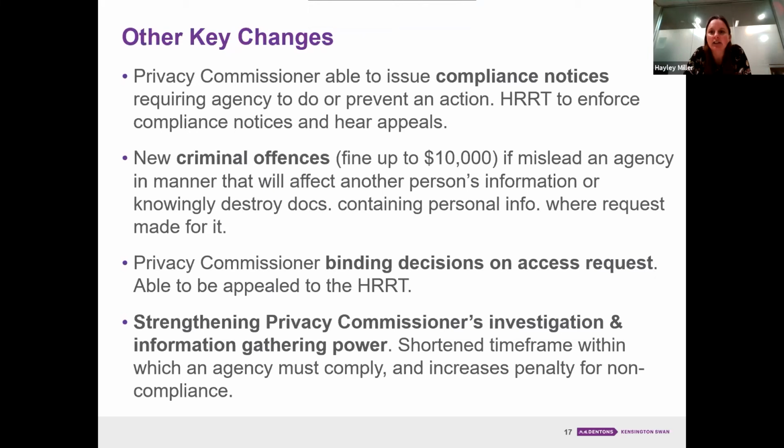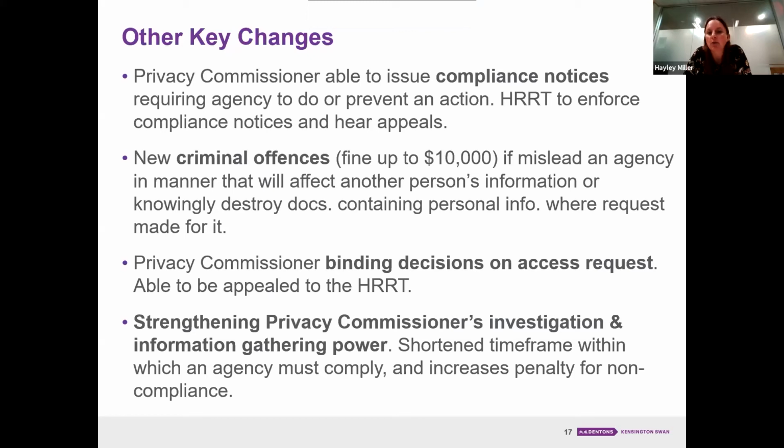So now they can actually issue some compliance notices. So if they are hearing things or people are complaining, they can actually issue notices requiring an agency to do or prevent doing something. And these are actually then enforceable at the Human Rights Tribunal level. So certainly if the Privacy Commissioner comes a knocking, I would be taking it a lot more seriously than you may have in the past.